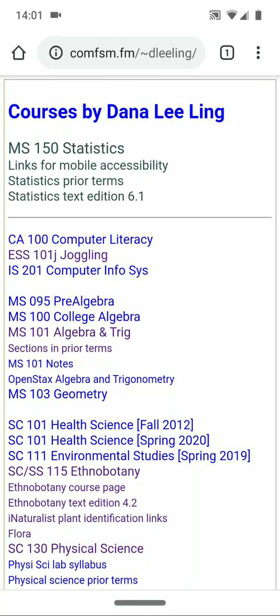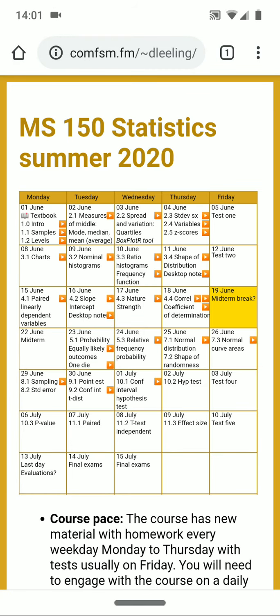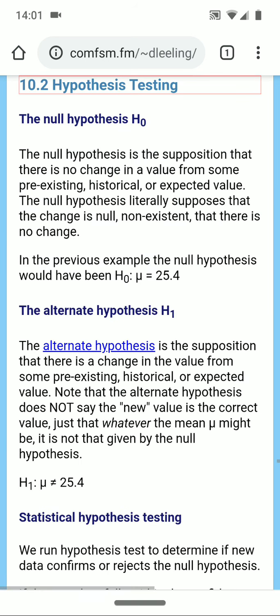In section 10.2, we learn to use hypothesis testing to make a decision on whether or not a sample supports or does not support a population mean. We will not be reaching a different result than we get with confidence intervals.